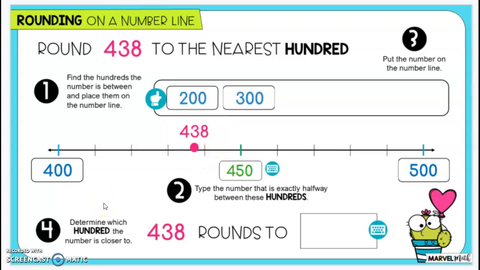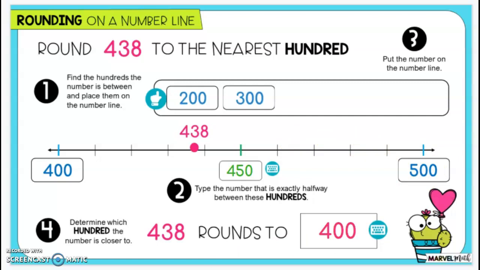Now I need to think about which hundred the number is closer to. So 438 is closer to 400. That means 438 rounds to 400. So we will type in our box here, 438 rounds to 400, because it is closer to 400 on the number line than it is to 500.